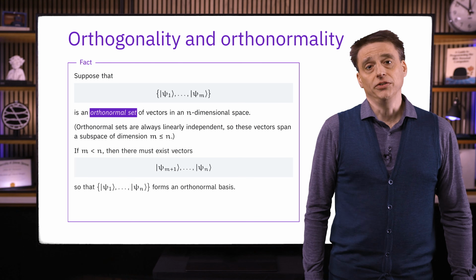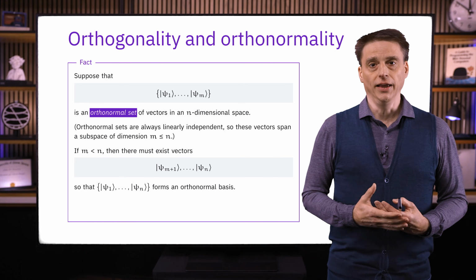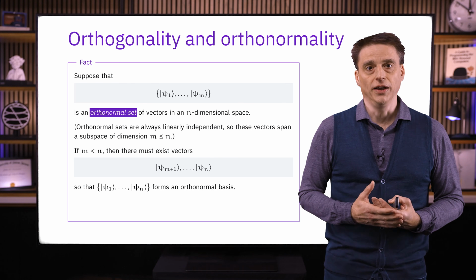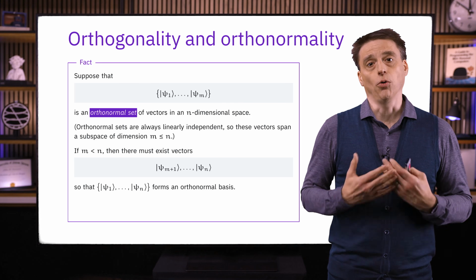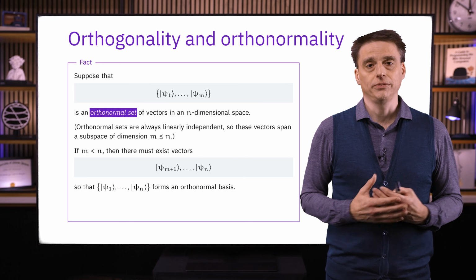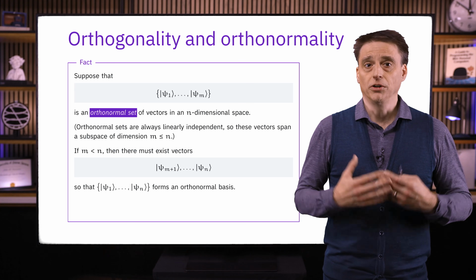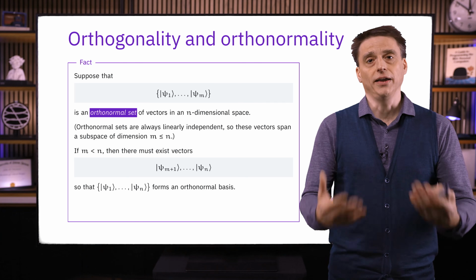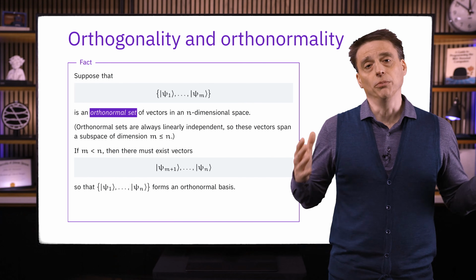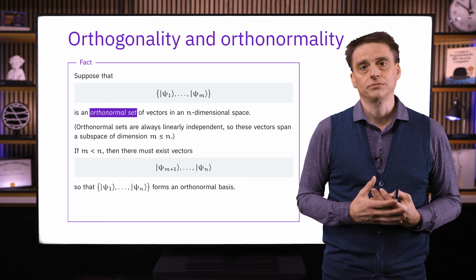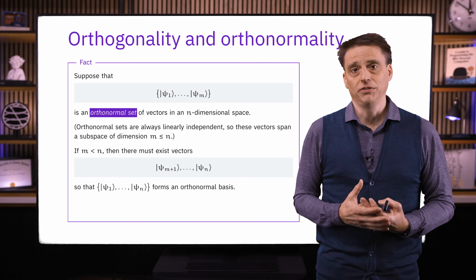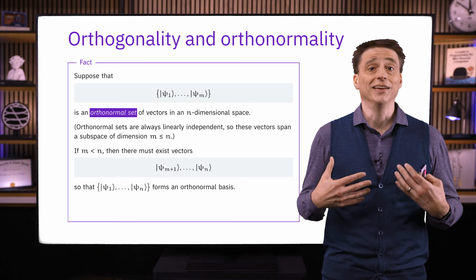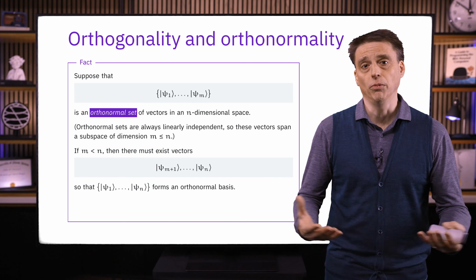And what the fact states is that if m is smaller than n, then it's always possible to add additional vectors to the set we started with in order to obtain an orthonormal basis for our space. To be precise, there must necessarily exist vectors psi m plus 1 up to psi n so that the entire collection forms an orthonormal basis. So you can never paint yourself into a corner, so to speak, by somehow choosing an orthonormal set of vectors that can't be extended to form an orthonormal basis.